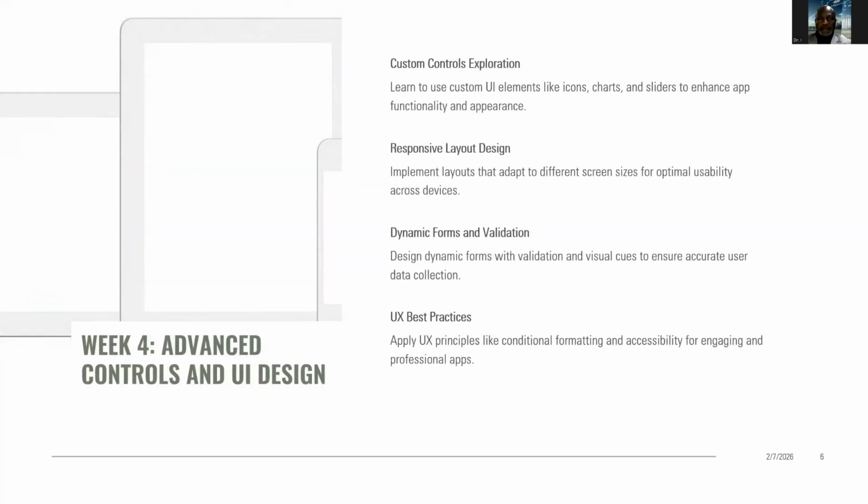Week four will be advanced controls and UI design, user interface, where you will learn custom UI elements like icons, charts, and slider to enhance app functionality and appearance. You also learn about responsive layout design, where you implement the layout to adapt to different screen sizes for optimal usability across devices. You also learn about forms and validation, where you design dynamic forms with validation and visual cues to ensure accurate user data collection. We're applying user experience principles like conditional formatting and accessibility for engaging and professional apps.